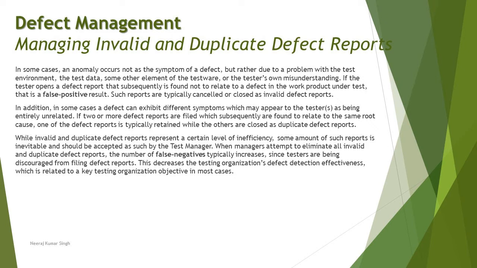But sometimes they may look invalid, but they are not. And what's that? Let's discover that as a part of this tutorial. In some cases, an anomaly occurs not as the symptom of a defect, but rather due to a problem with the test environment, the test data, or some other element of the testware, or the tester's own misunderstanding.